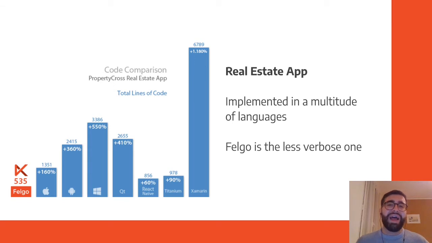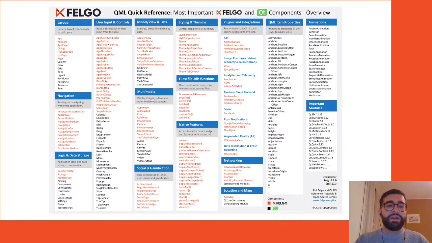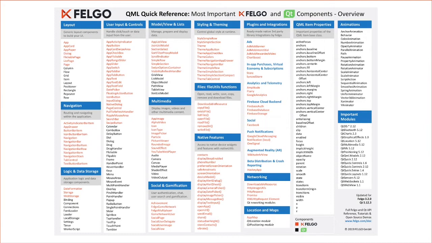But how is that possible? It's really no black magic. Just take a look at this. This is a reference cheat sheet of Felgo components and Qt components. The ones highlighted in orange are all the components that Felgo adds on top of the black ones, which are standard Qt components. But what do they cover?